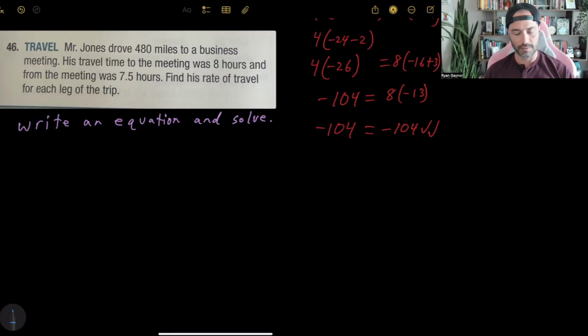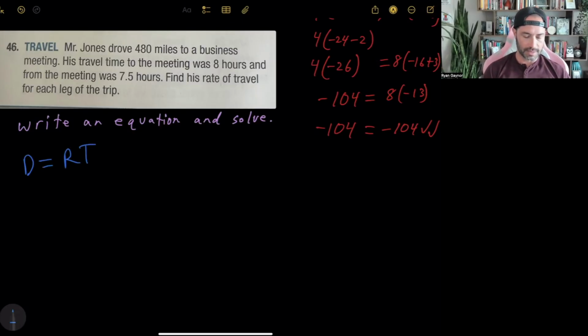Find his rate of travel for each leg of the trip. And then it says write an equation and solve. Well, it looks like we're actually going to need 2 equations. So remember, we're going the same distance each way, right? 480 miles on the way there, and then he turns around and comes back. So it's the same distance. So we have this formula of distance equals rate times time. Distance equals rate times time.